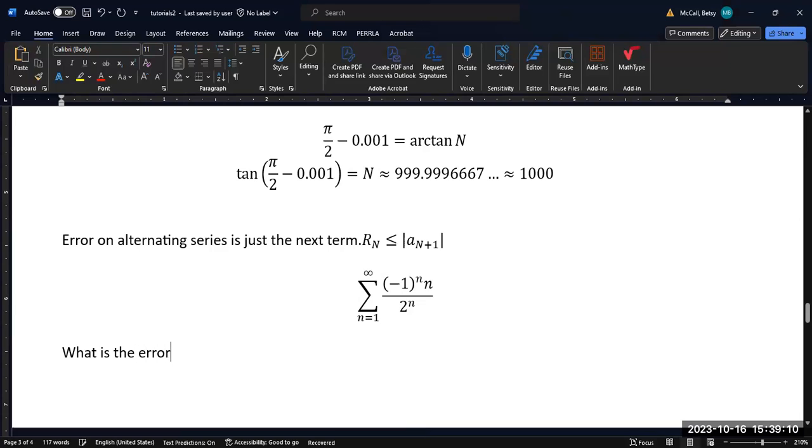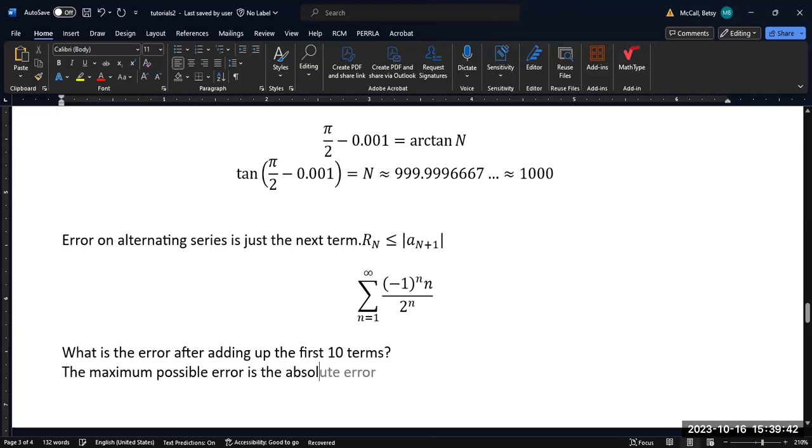What is the error after adding up the first 10 terms? Well, the maximum possible error, and it's not, again, the exact error, but the maximum possible error is going to be the 11th term, the absolute value of it. The maximum possible error is the absolute value of the 11th term.